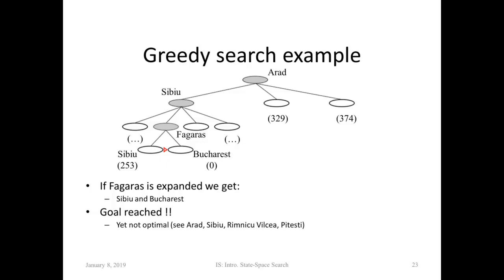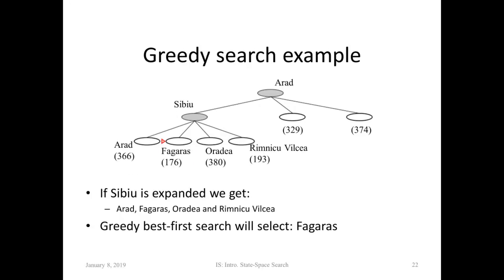It's not the shortest path between Arad and Bucharest. Yeah? So it finds a solution, but it doesn't find the optimal one. Because the optimal one would be this one: Arad, Sibiu, Râmnicu Vâlcea, and Pitești. But where does it go wrong?